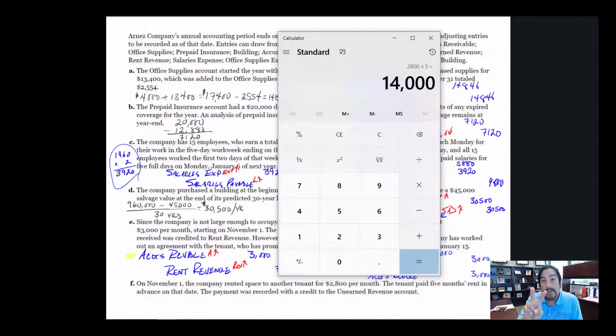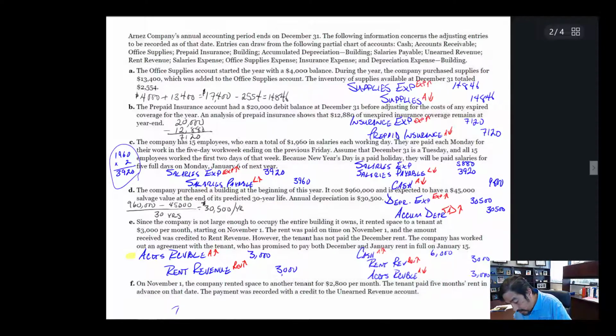So we have now earned November rent and December rent. So we're going to record 2 months of rent revenue. And let's see, 2 months is 2,800 times 2. 2 months of rental revenue is $5,600. So rent revenue, I'm going to credit it for $5,600. That is a revenue account that we are increasing. That's why I credited it.